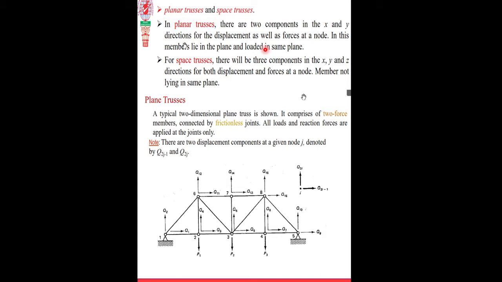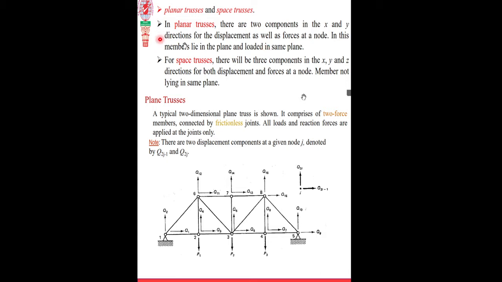What about truss? How many degrees of freedom at each node? 2 degrees, sir. One along x and one along y. And what about the beam element? There are again two: one is translation and one is rotation, because the beam is going to bend, so there is a rotation. Therefore, 2 degrees of freedom at each node.